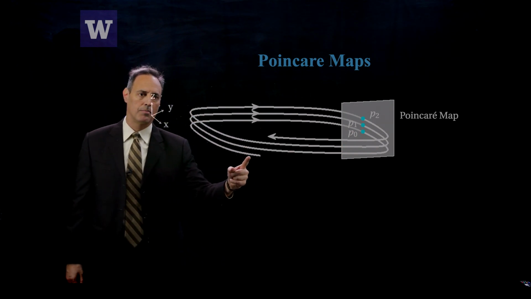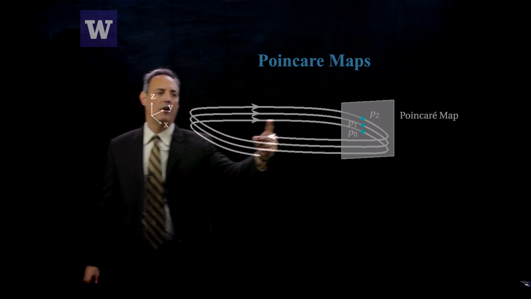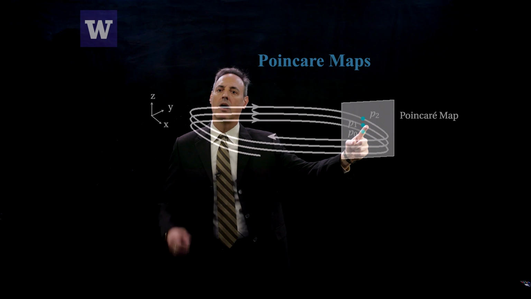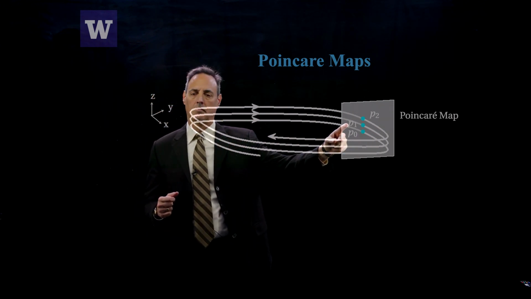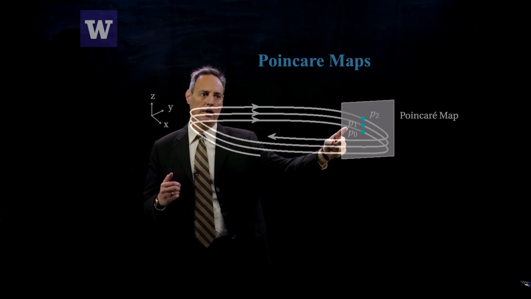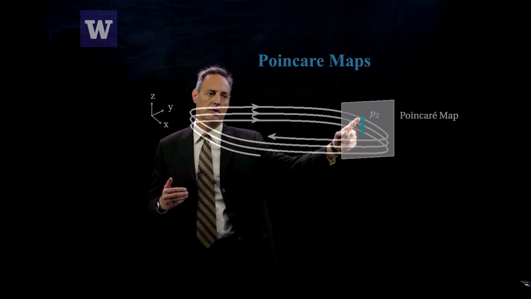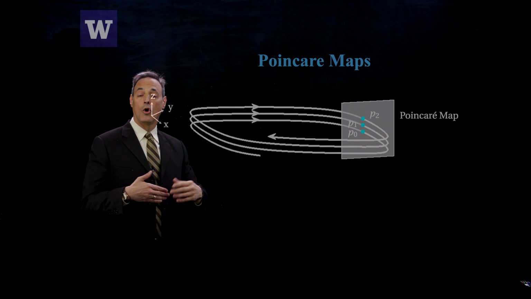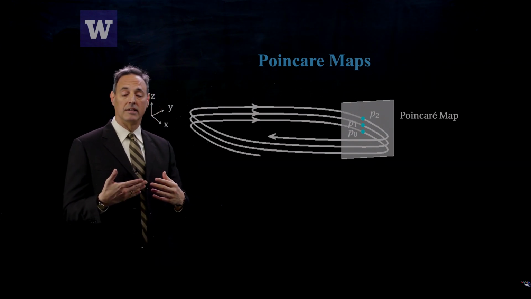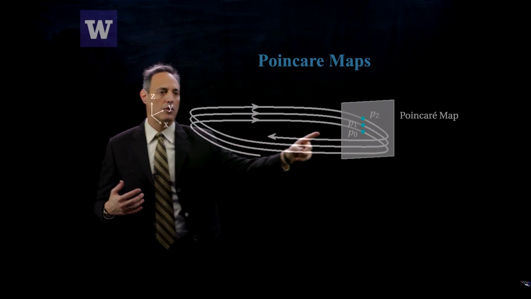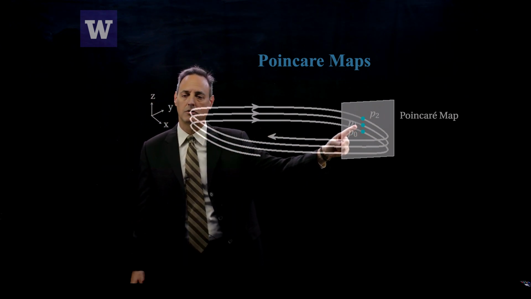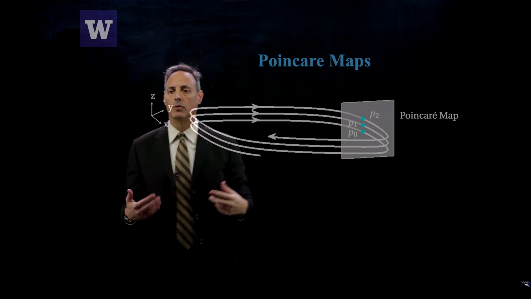So I start here with my initial condition. It starts to evolve, goes through the plane. I mark that point. Now it evolves, hits this plane again, I mark that point, and you can see here P0, P1, P2. These are the markings of where the solution is hitting this Poincare section, and this defines the Poincare map. So the Poincare map tells you how P0 goes to P1, P1 goes to P2, and so forth.